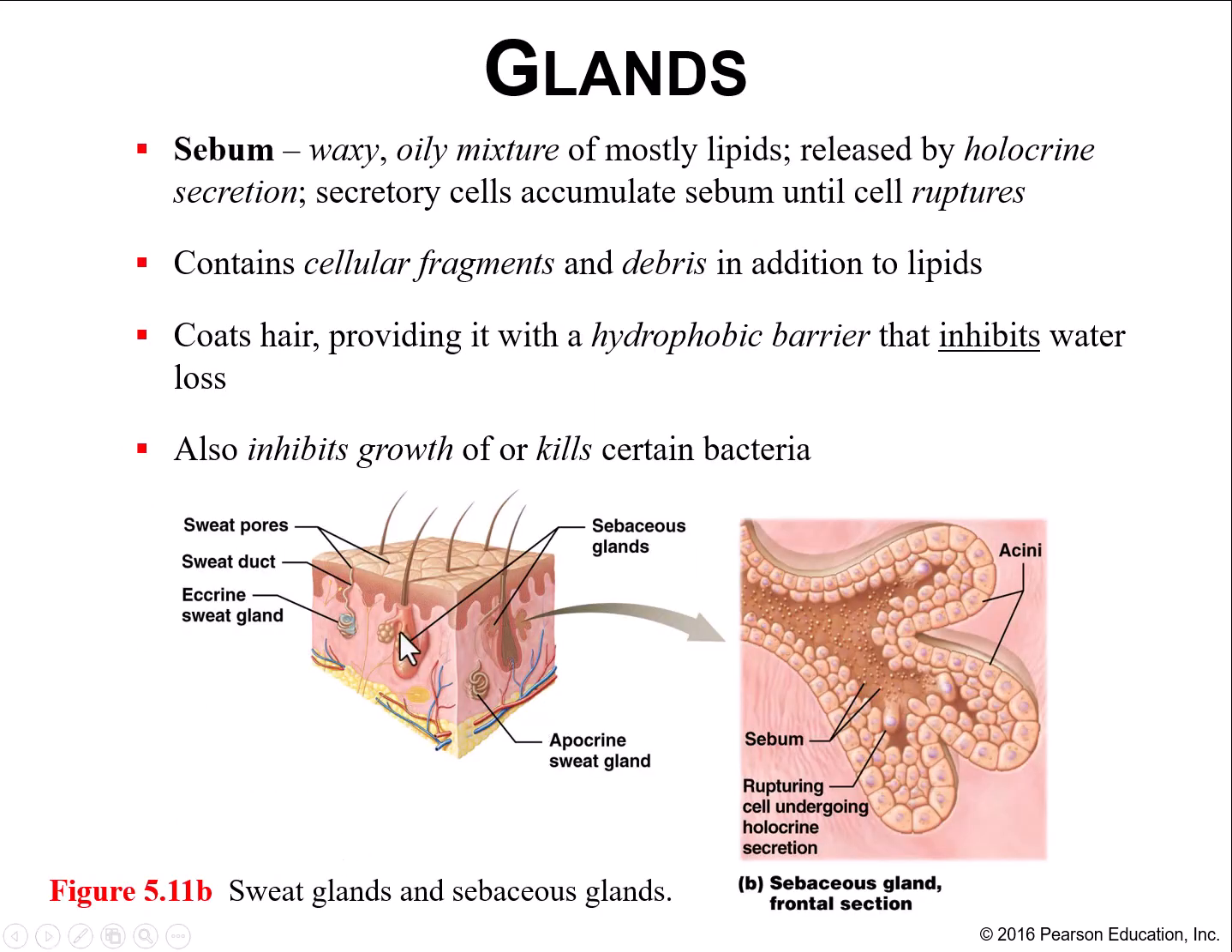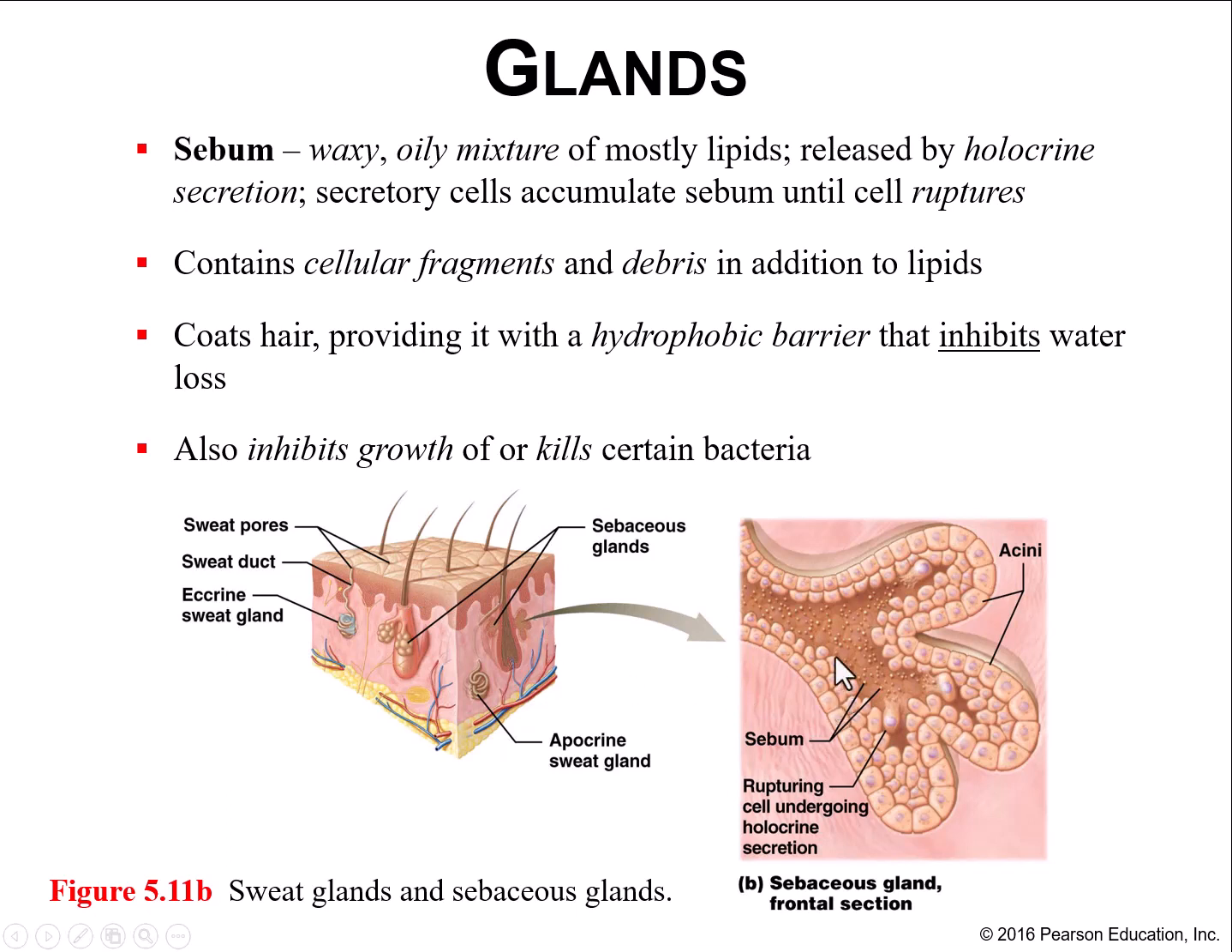And so here's what the sebaceous glands look like. So this was our eccrine sweat gland, emptying directly onto the skin surface. This is our apocrine gland, emptying into a hair follicle. And the sebaceous glands are these globular type glands associated with our hair follicles.